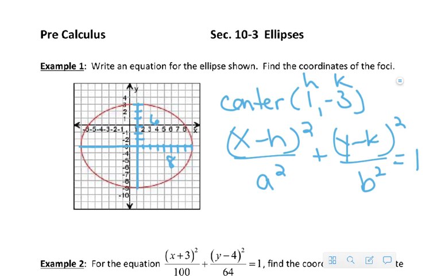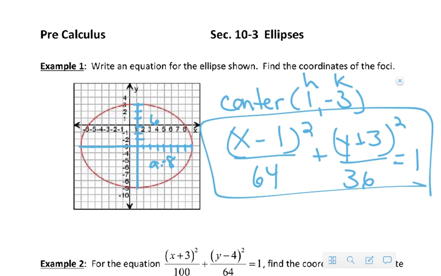I'm going to start erasing stuff because I know what h is. h is 1. And I know what k is. It's -3. But when I plug -3 in here, that's going to become +3. The bigger number is always a. And a squared is 64. And the smaller number is always b. So if b is 6, then b squared is 36. So this is the equation.